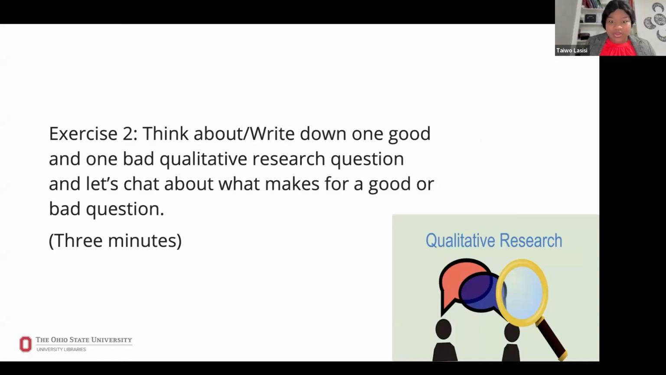A bad one, going along the line of that beautiful example, would be: how many students were at the research center before it closed? Like, really? No, that's not a good qualitative research question. We're not thinking about how many; we're thinking about in-depth analysis, quality, how, why.